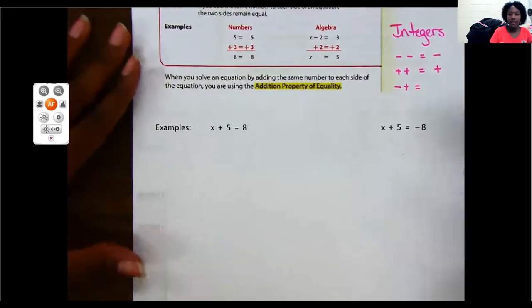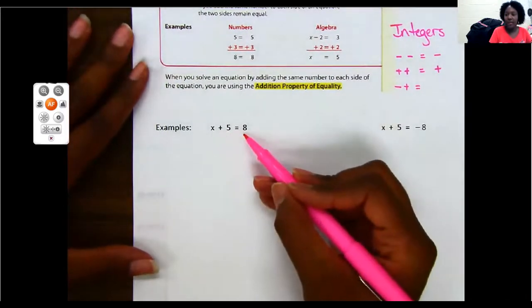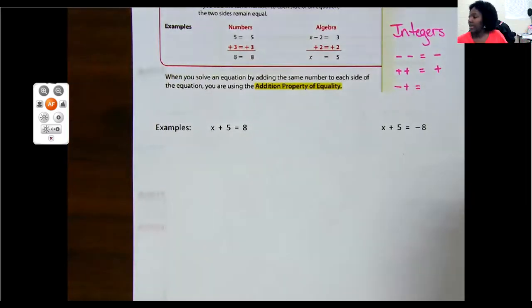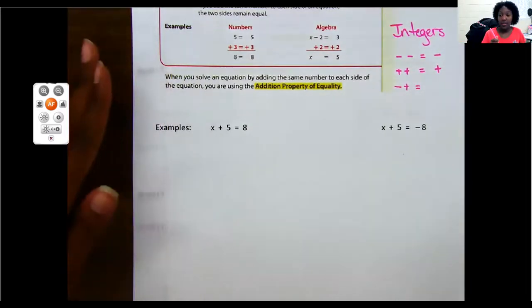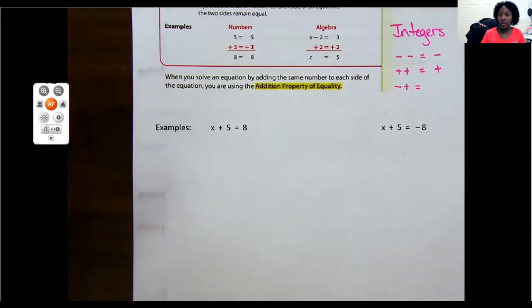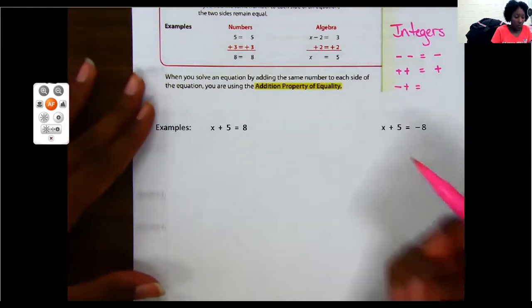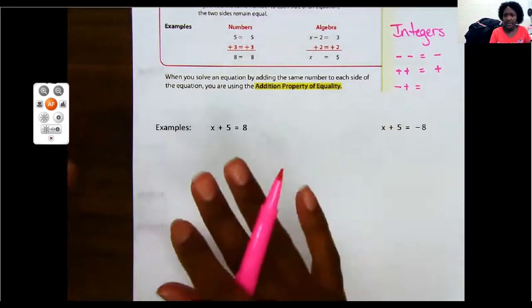All right, our first example says x plus 5 equals 8. Now you may look at this and say, oh, miss, I can do that in my head. Good. But as the numbers get bigger and we start throwing fractions and decimals in there, you're going to need to know how to solve for these variables. So if you can do mental math to solve that, that's excellent.